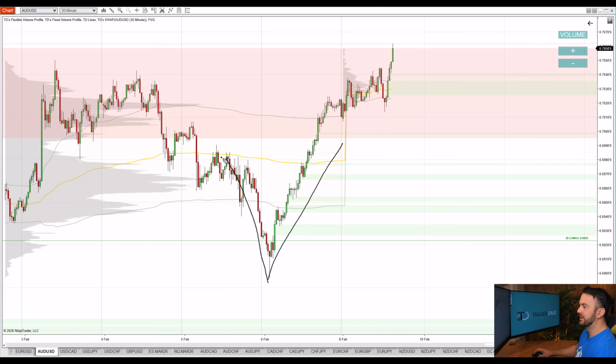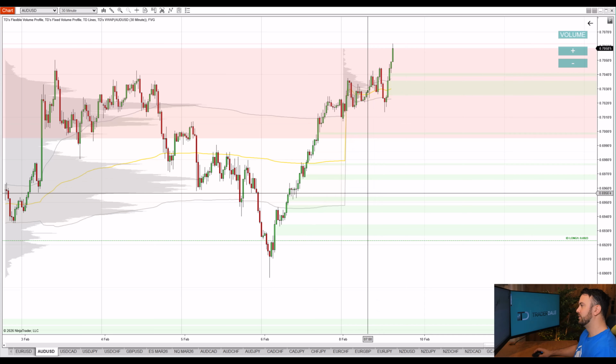That means that sellers were pushing the price aggressively downwards. Then there was a sudden reversal with this nice pin bar and price went up. So this is a sign of strong and aggressive buyers rejecting lower prices.